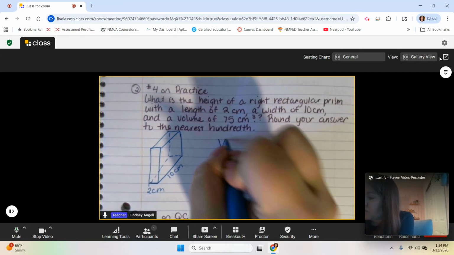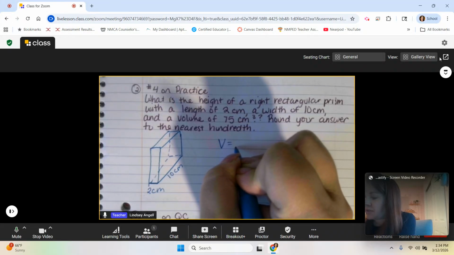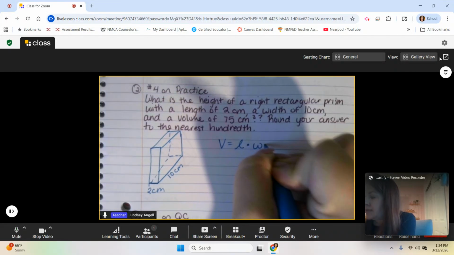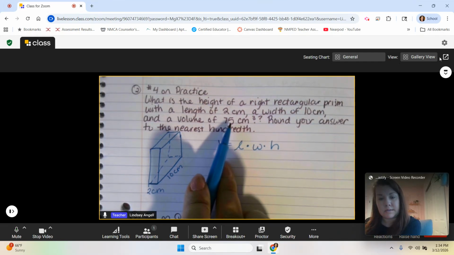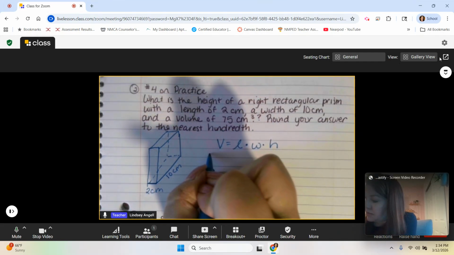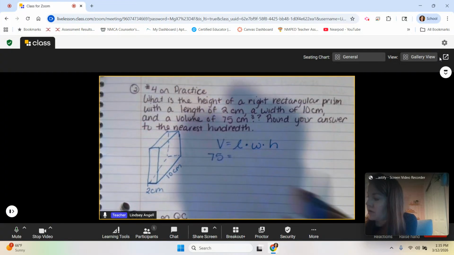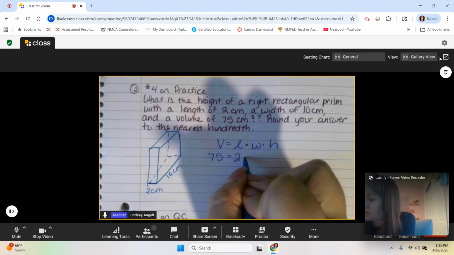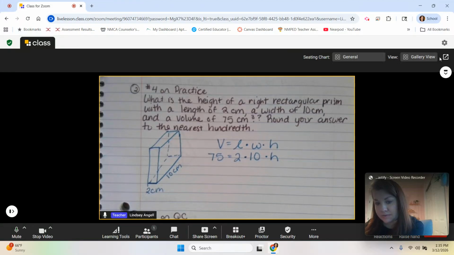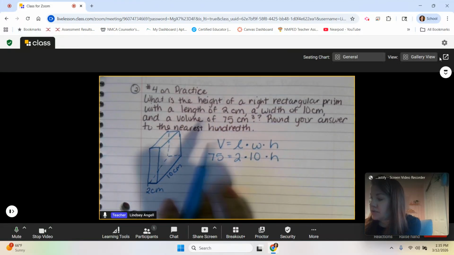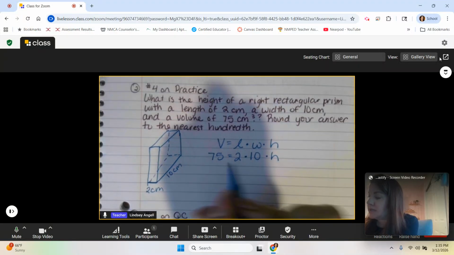But the volume for rectangular prisms is equal to length times width times height. But they gave us the volume, so I'm going to plug that in here, 75. The length was 2. The width was 10. We are looking for the height. Okay? And then it says round to the nearest hundredth, so we have to keep that in mind.